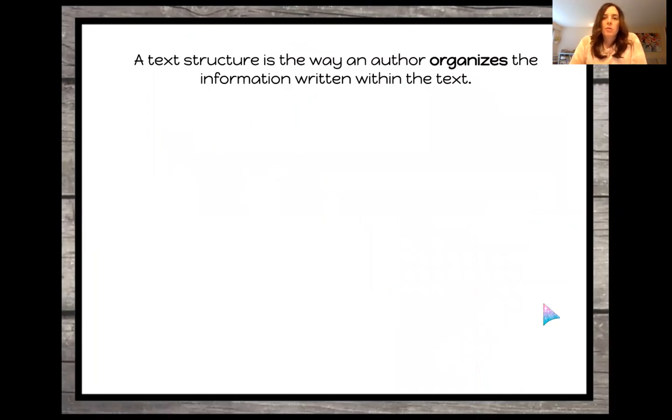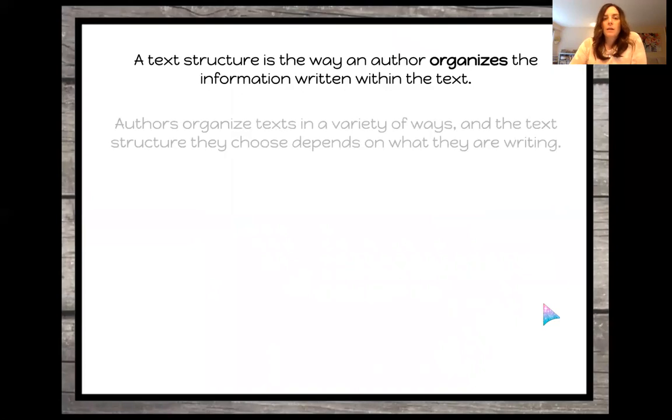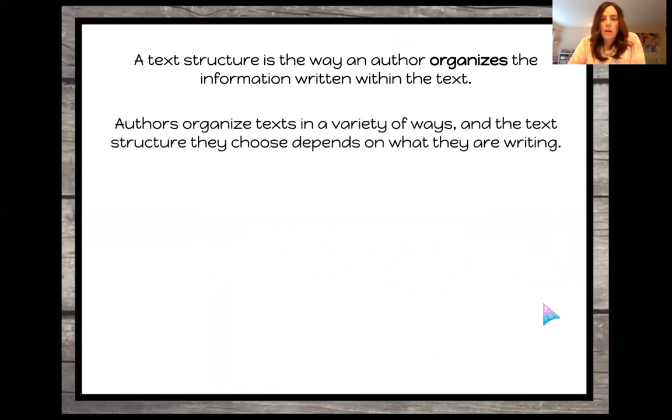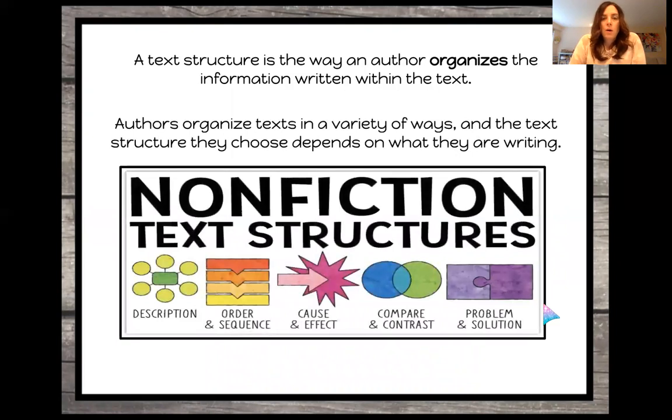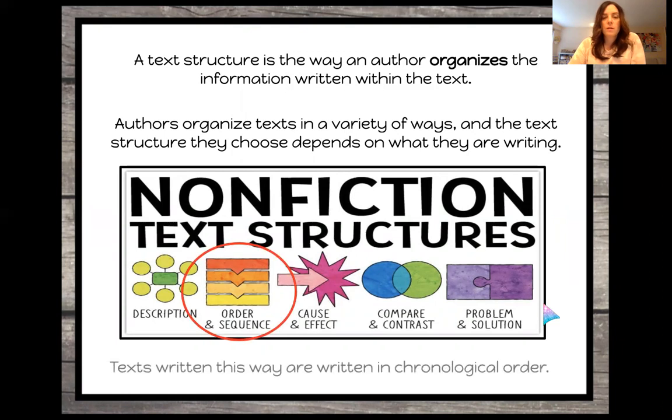A text structure is the way that the author organizes the information that is written within the text. And authors organize their texts in many different ways. They choose their text structure depending on what they're writing about. There are 5 main nonfiction text structures: description, order and sequence, cause and effect, compare and contrast, and problem and solution. But today we're going to take a really close look at the structure, order, and sequence.